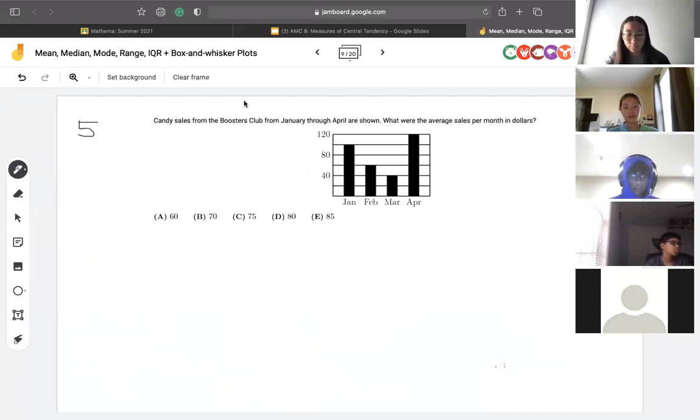Candy sales from the Boosters Club from January through April are shown. What were the average sales per month in dollars?